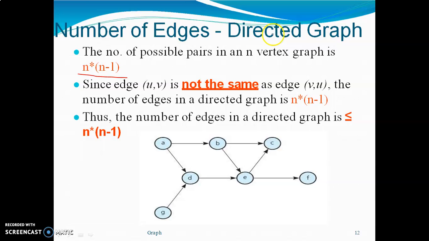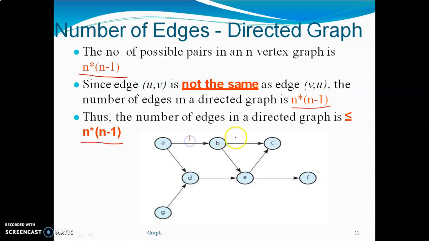In a directed graph, the U to V edge and the V to U edge are not the same. The number of edges in a directed graph is less than or equal to n into n minus 1, maybe equal or maybe less. So here we have A to B as one edge, but there is no edge from B to A.